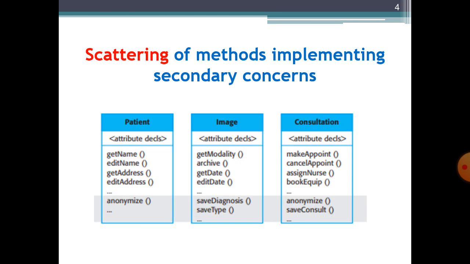The next example is about scattering of methods implementing secondary concerns. So students, what actually is scattering? As we discussed, scattering normally occurs when the implementation of a single concern, normally a logical requirement, is scattered across several components in a program. This is likely to occur when requirements related to secondary functional concerns need to be implemented. So this is the situation where scattering normally occurs.